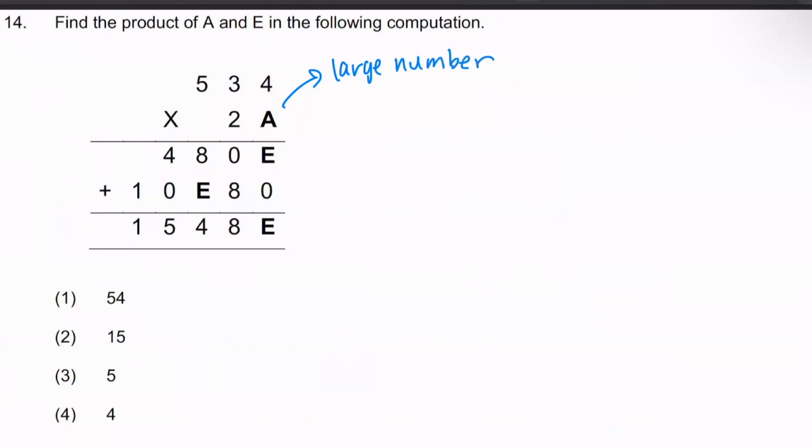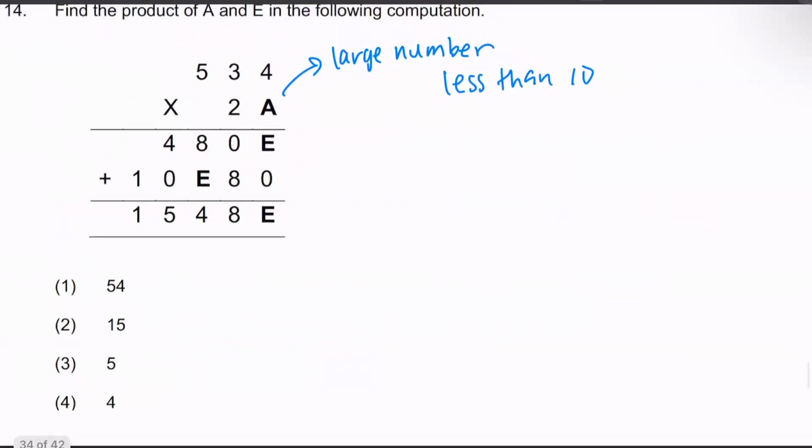A must be a large number, but it definitely cannot be more than 10, right? So it must be less than 10, right? Okay, and then next, this number. Remember, before you multiply these two numbers, you must add a 0 first, right? So 2 times 4 is 8. Oh, okay, so you got 8 here. Then 2 times 3, you got E. Then 2 times 5, you get 10.